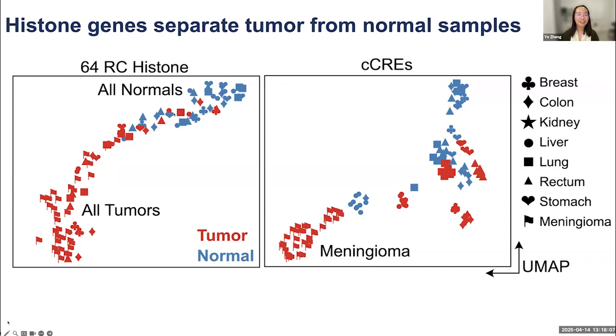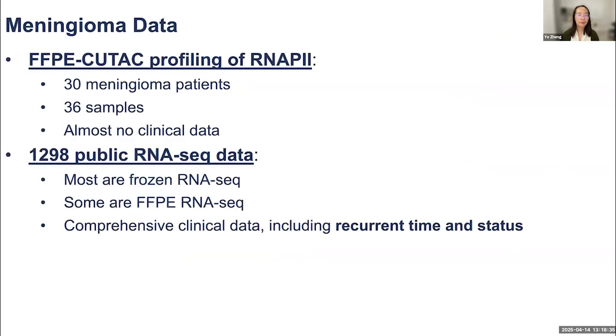You can also notice that some tumor samples migrate into the normal cluster. That makes us curious whether those tumors are more like benign tumors. And for those tumors that are very far away from the normal cluster, do they tend to be more malignant, more aggressive tumors? So with those questions, we continued to study the histone genes.